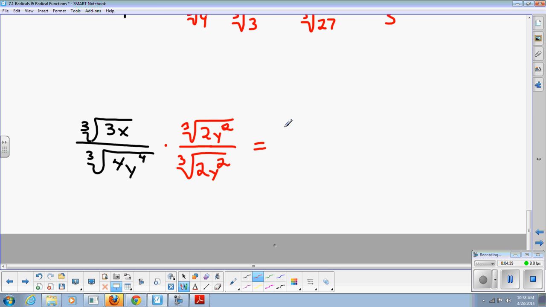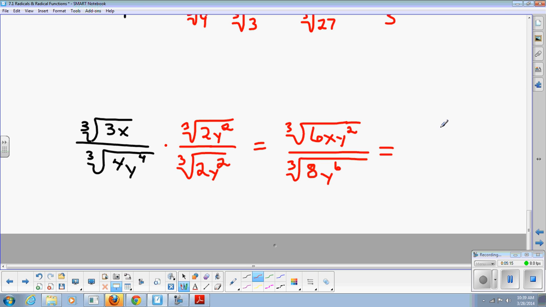So how do I do this now? On the top, I have the cube root, and I'm going to multiply those two numbers together. 3 times 2 is 6. I have a plain x, so I write the x on the inside. And then I have y squared. I put my fraction bar and multiply underneath here. The cube root of 4 times 2 is 8. y to the 4th times y squared: add my exponents, 4 plus 2 gives me 6. So I have 8y to the 6th inside my root symbol.